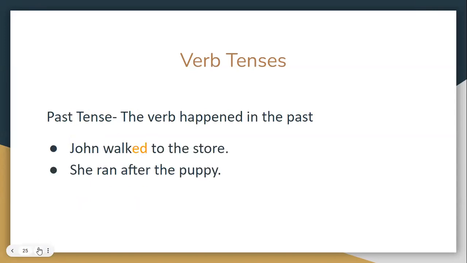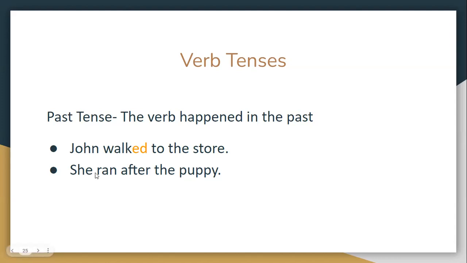So the first verb tense that we have is past. And that just simply means that whatever the verb is in the sentence has already happened. John walked to the store. Now, this is a regular verb because we would say walk, walking, walks, walked. Notice that this stays the same.